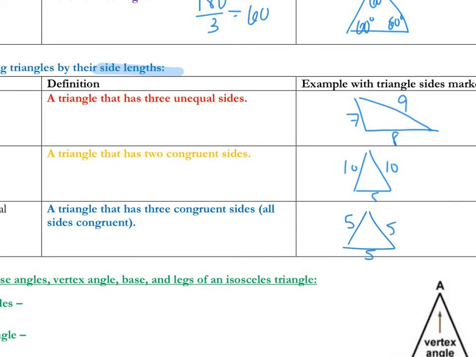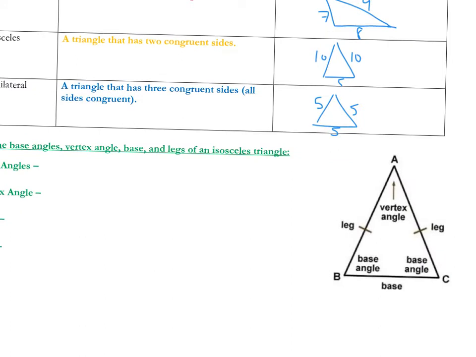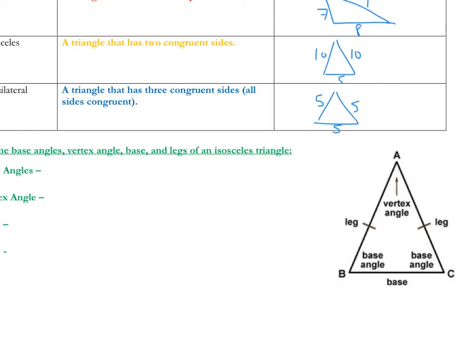Okay. And then a couple things we need to know about an isosceles triangle is that the base angles in this example are the ones that are opposite of the legs. So here's my base, okay? Here's my legs, these are opposite, here are the base angles. So in this example, it would be angle B and angle C, and they are opposite the congruent sides.